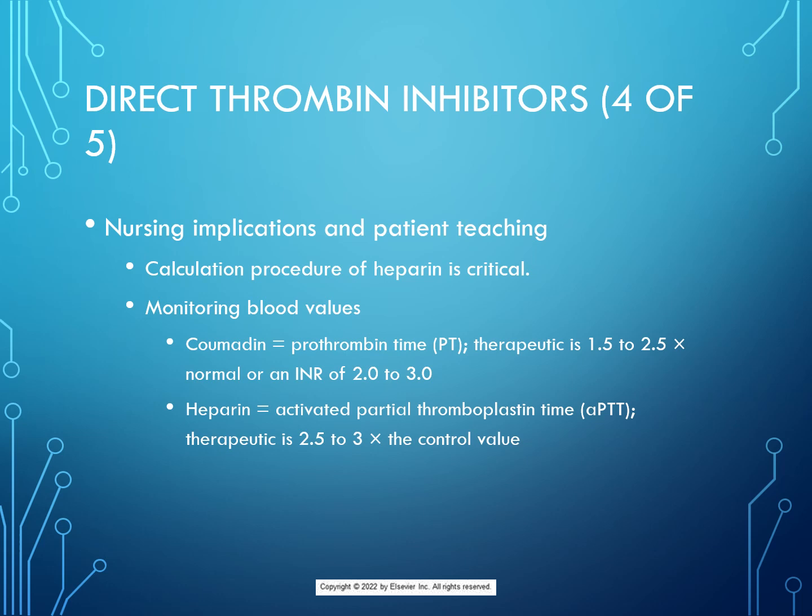Teach your patient and family members to take DTIs on time. Accidental overdose could lead to excessive bleeding. If needed, the reversal agent, which is idarucizumab, can be prescribed by the healthcare provider. Teach patients and family members not to discontinue their DTIs without talking to their healthcare provider who prescribed it due to the risk for serious clotting events increasing.